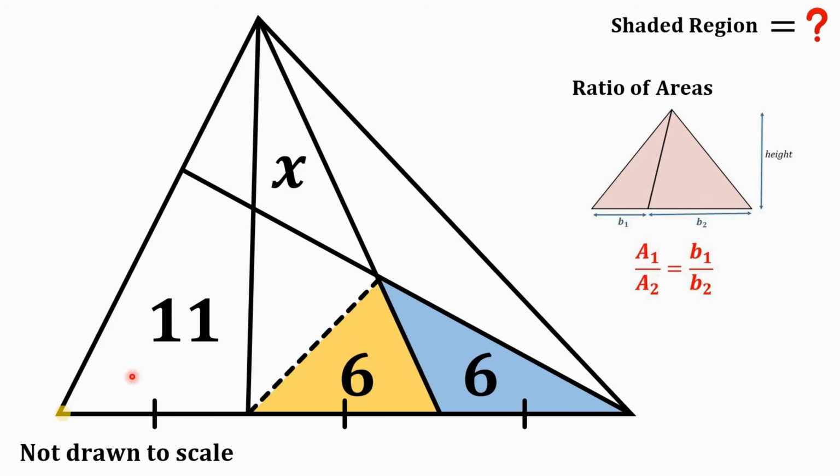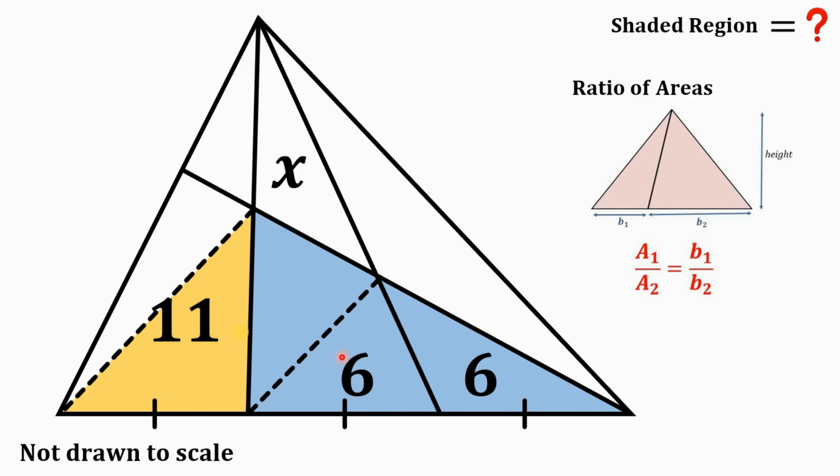Now, another thing is, let's connect this vertex to this intersection. And let's focus on these two triangles. Now, the ratio of their bases is 2:1. Of course, they have the same height. Therefore, the area of this blue triangle is 2 times the area of this yellow triangle.